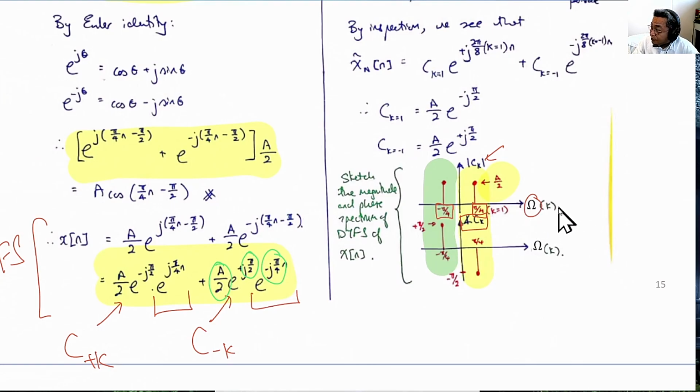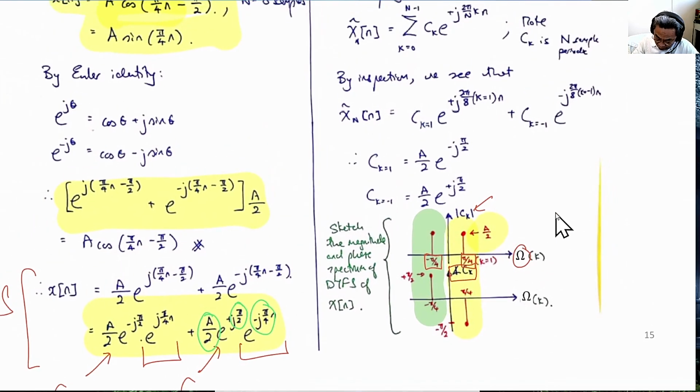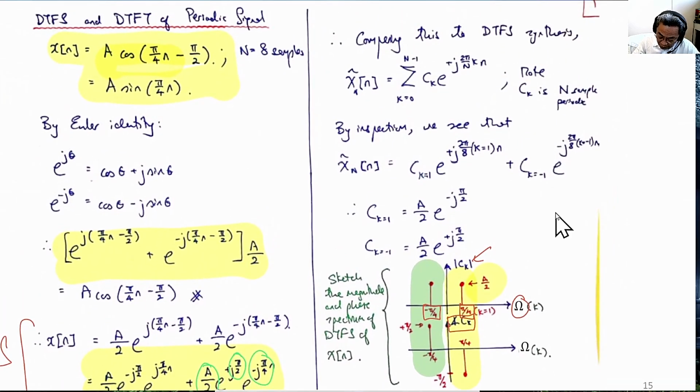I also show you the value of k. K is actually equal to 1 because we are using N equals 8. So 2 pi over 8 is pi over 4, which is the angular frequency we need, by multiplying k equals 1 and capital N equals 8.